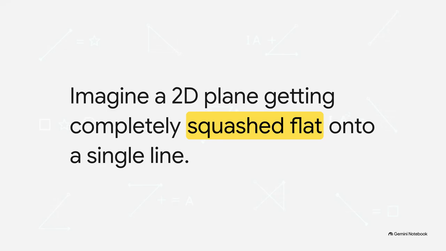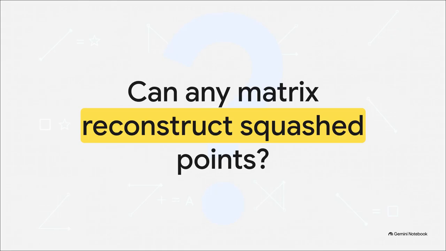Picture this scenario. Imagine a transformation that squashes all of two-dimensional space, an entire flat plane of data, down onto a single straight line. Every point that used to be spread out is now violently crushed and flattened together onto that one narrow path. Think about the implications of that for a second.